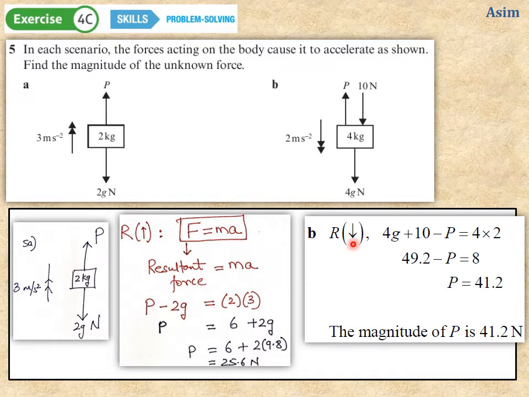Again, let us talk about question 5b now. See the same thing. Because the object is moving downwards, we resolve down as positive, and the same formula. So this is the resultant force equal to mass into acceleration. Same, F equals ma. Because it is going downwards, 4g is positive, 10 is positive, P will be negative. So resultant force equals mass into acceleration. Simple mathematics will give you the magnitude of the force P. Let's go to the new slide.